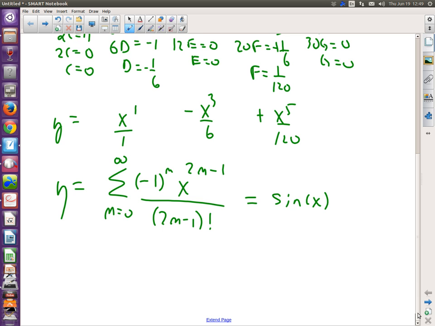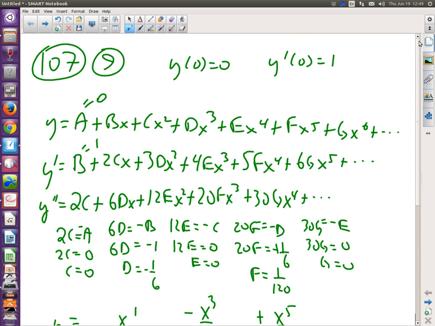Let me think. Is there anything else we need to say about this? Nope. And so if you go back to the beginning, y double prime equals negative y, does it make sense that y is sine? Well, the first derivative would be cosine, and the second derivative would be negative sine, so it works. And it has those initial conditions. If y is sine, y of 0 is 0, and y prime of 0, cosine of 0, is 1. Perfect.